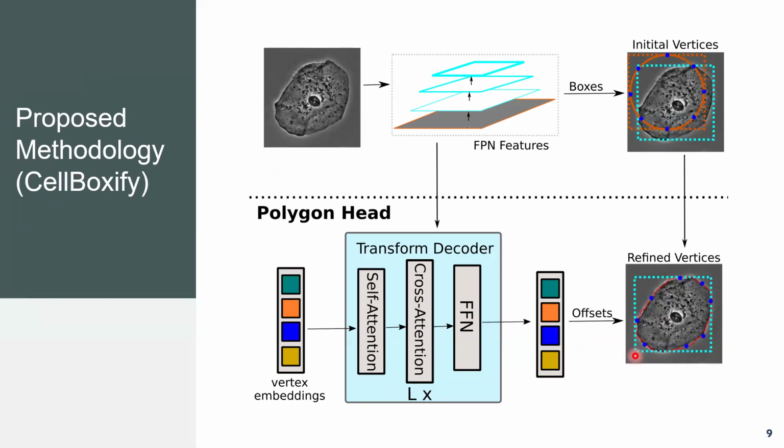So now let's dive into the details of our Cellboxify pipeline, which is designed to efficiently segment cells in microscopic images using only bounding box annotations. The Cellboxify pipeline consists of three main components: the backbone network, the region proposal network, and the prediction head. Each component plays a crucial role in achieving accurate cell segmentation.